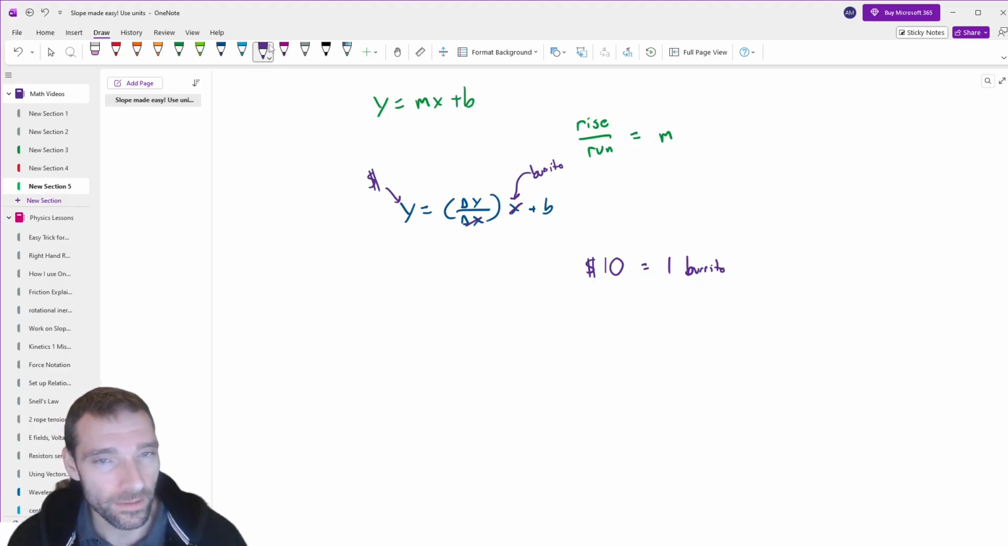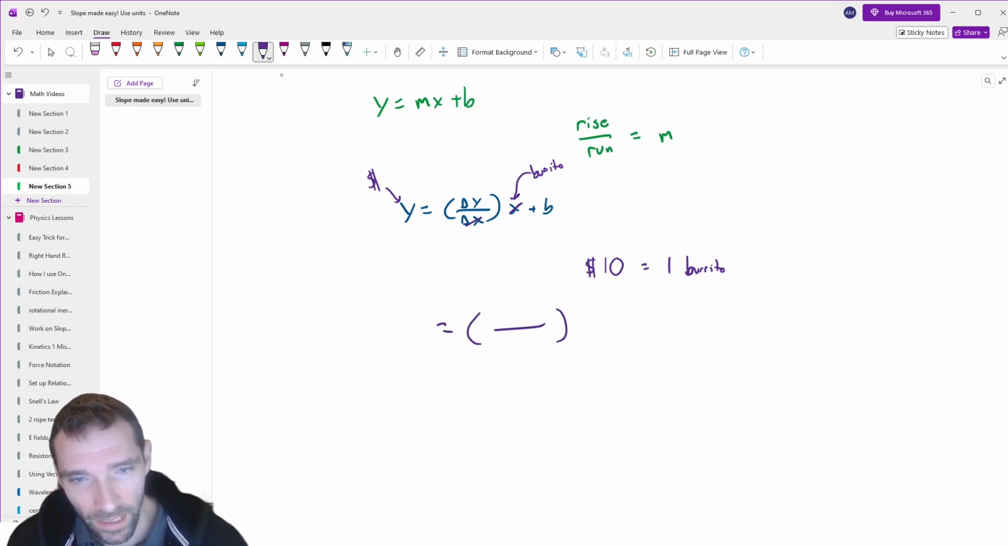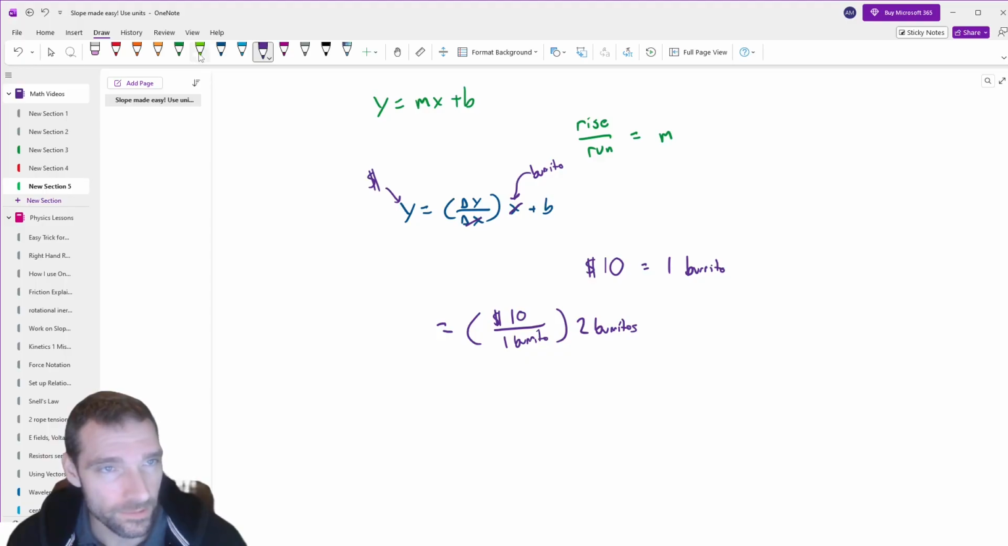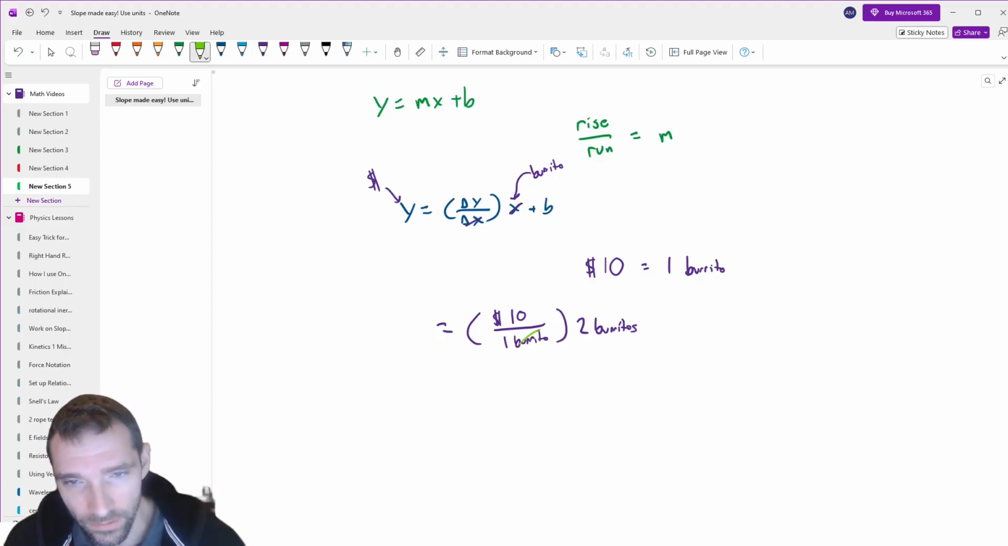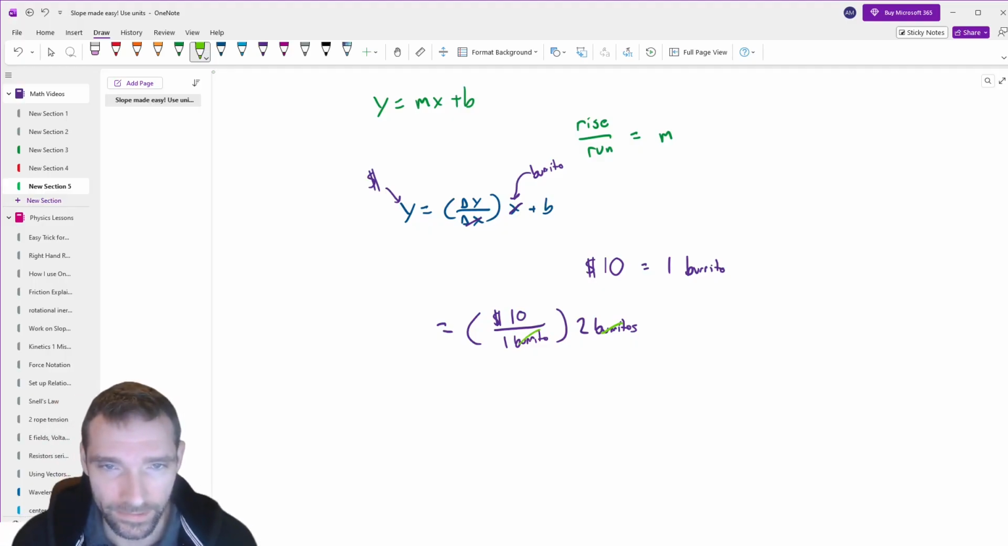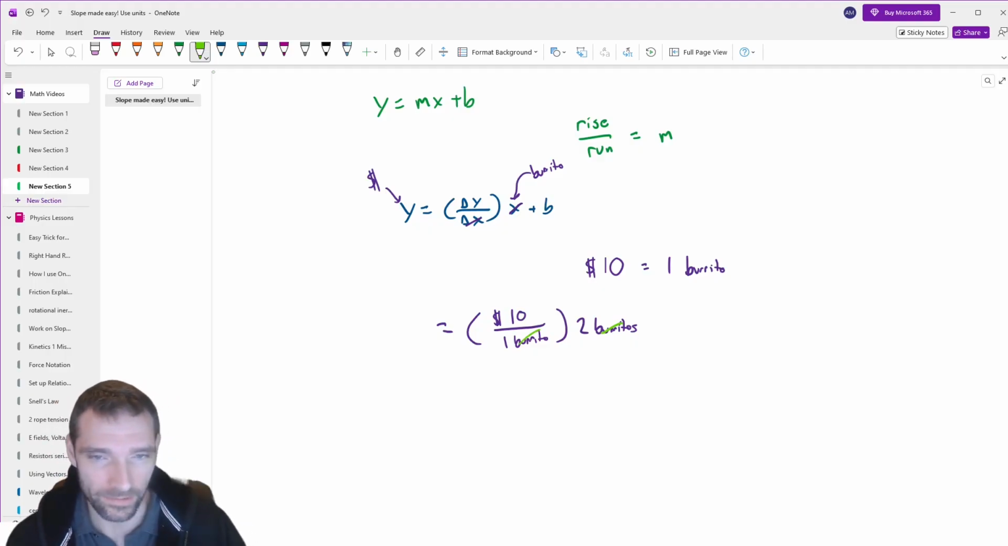So you can think about this in terms of units where you've got your slope as the burritos down here and the cost of it being up top. And when you have, let's say, two burritos, then that ends up canceling out the units. So you can see how the burrito down in the slope and in the x part of the equation, they cancel each other out.